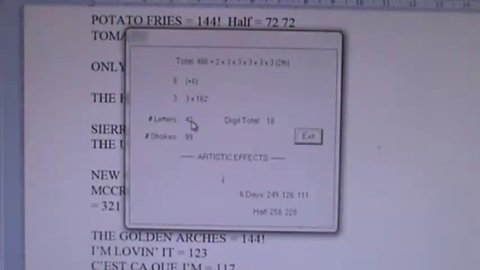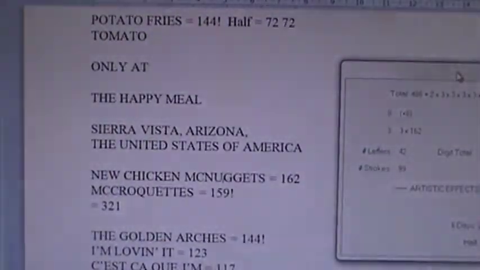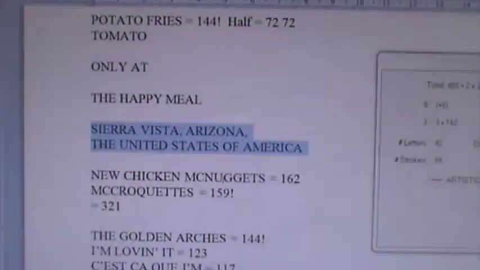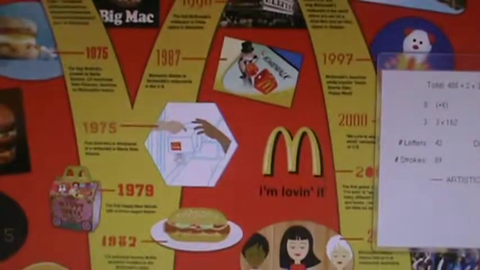to continue the same pattern in the name of 3. The number of letters divides by 3. The number of strokes is 99. 3 times 33. The grand total is so screaming with 3s it's embarrassing. And there you go. So Sierra Vista, Arizona, the United States of America, the official location of the first drive-thru of McDonald's. Done.